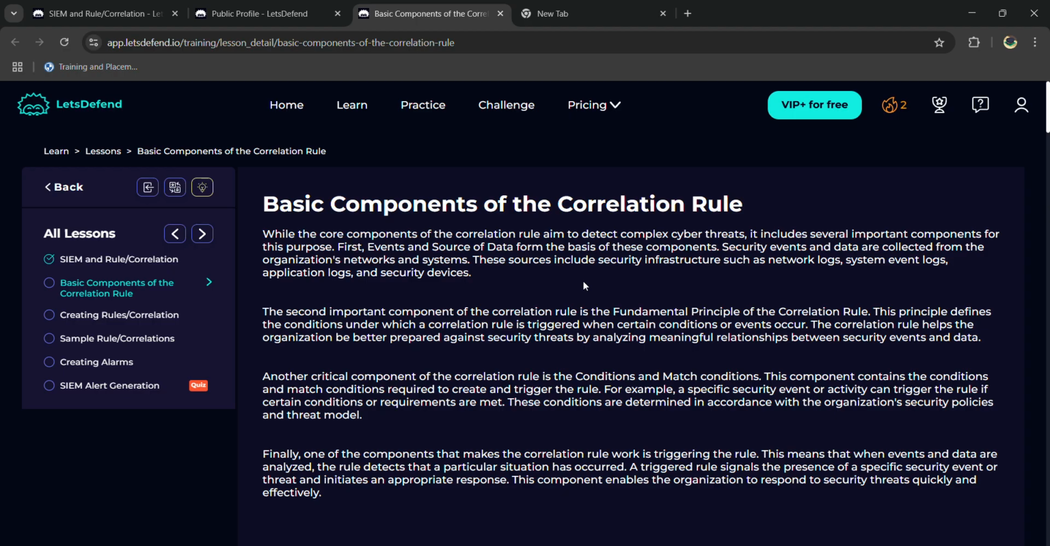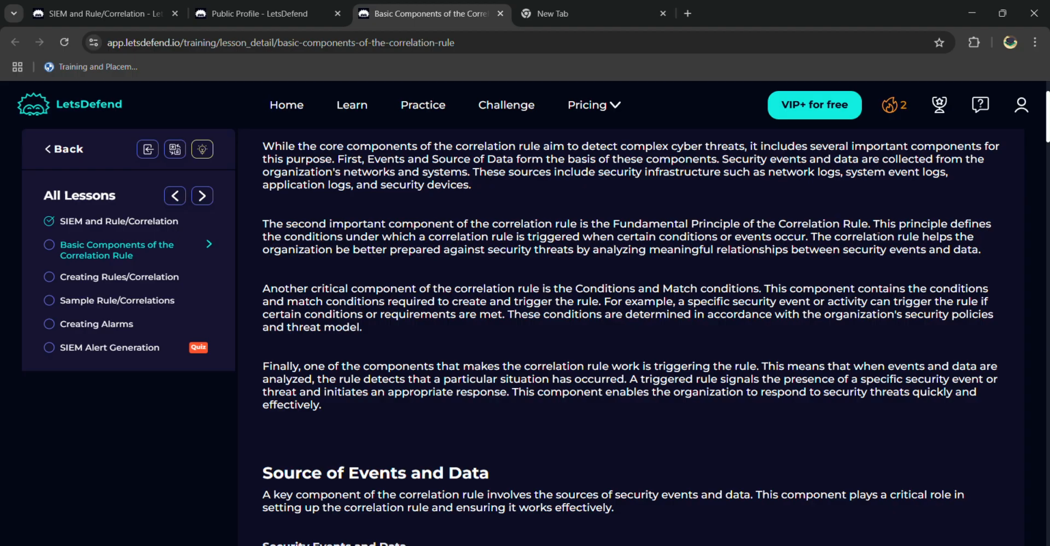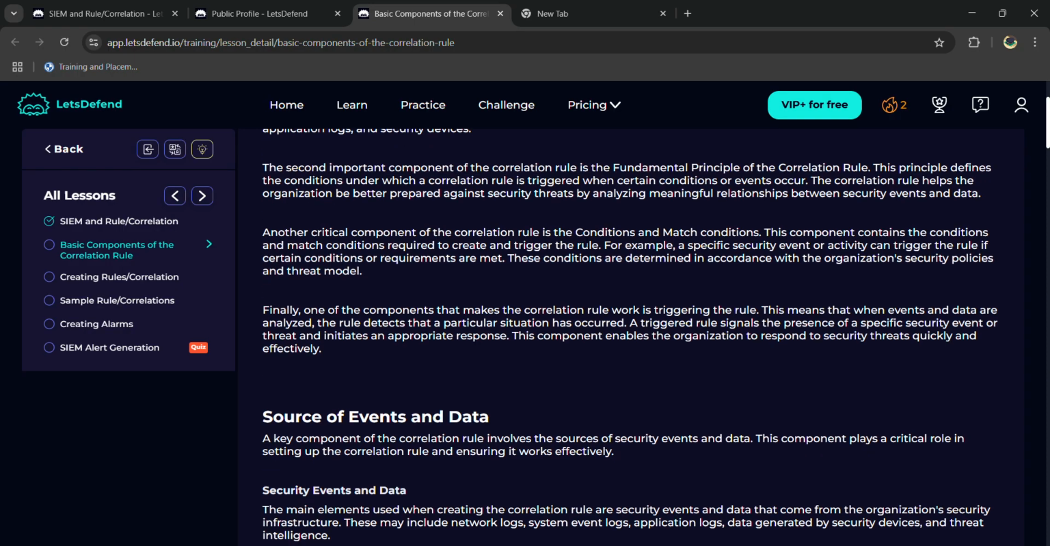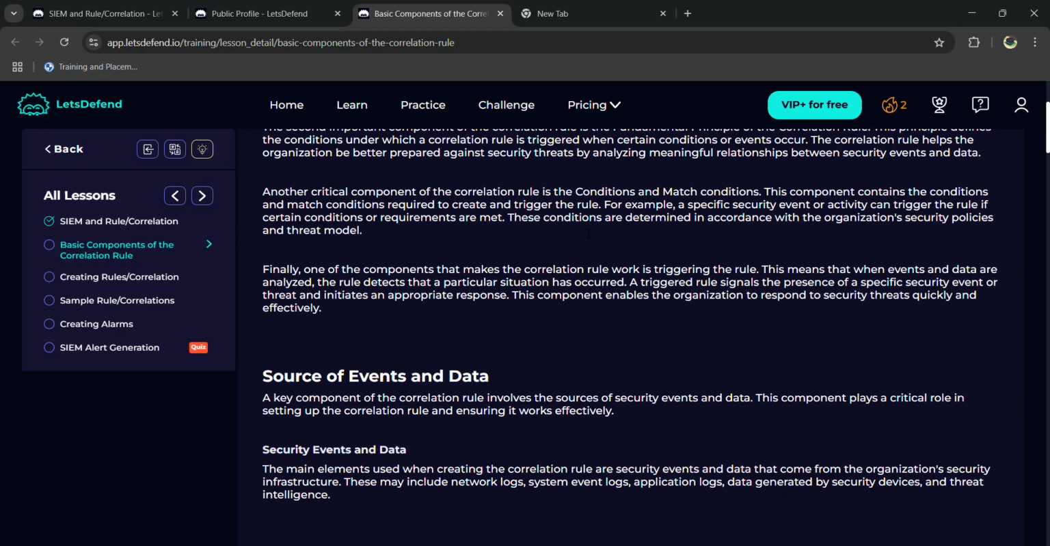The second is the fundamental principle of correlation rule. This principle defines the conditions under which a correlation rule gets triggered, right? What is the fundamental principle of that rule getting triggered? When certain conditions or events occur. The correlation rules help the organization be better prepared against the security threats by analyzing meaningful relationship between security events and data.